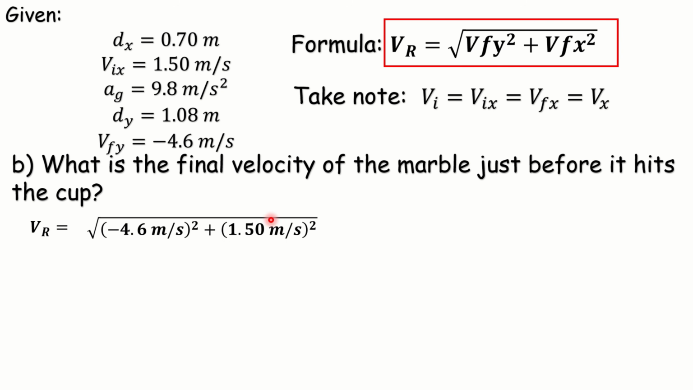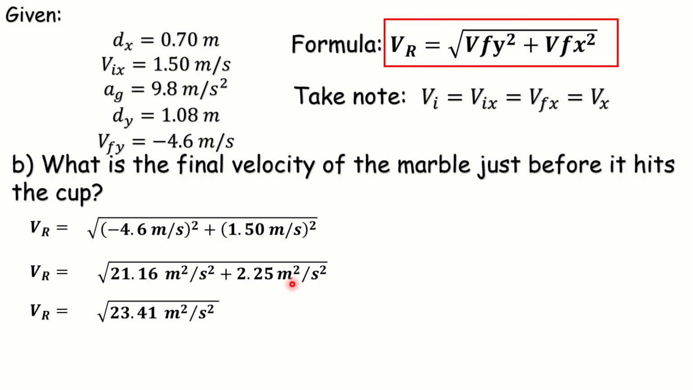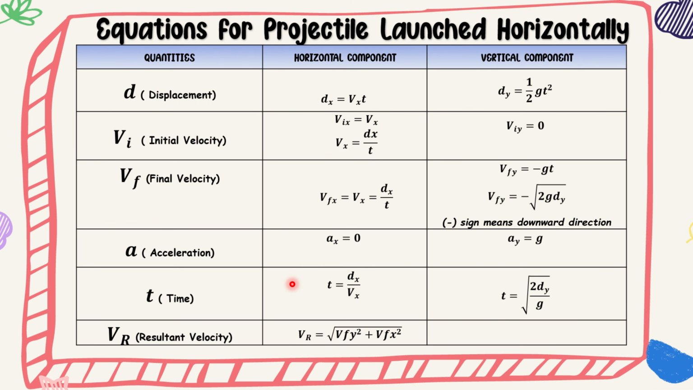Getting the square of these two quantities, we have 21.16 and 2.25. As you can see, we also squared the unit. Add these two, we have 23.41 meters squared per second squared. Get the square root, and our final answer is 4.84 meter per second. And this is our final answer. And that is how you are going to solve this kind of problem. Take note, class, of these equations that may help you solve problems involving projectile launched horizontally.